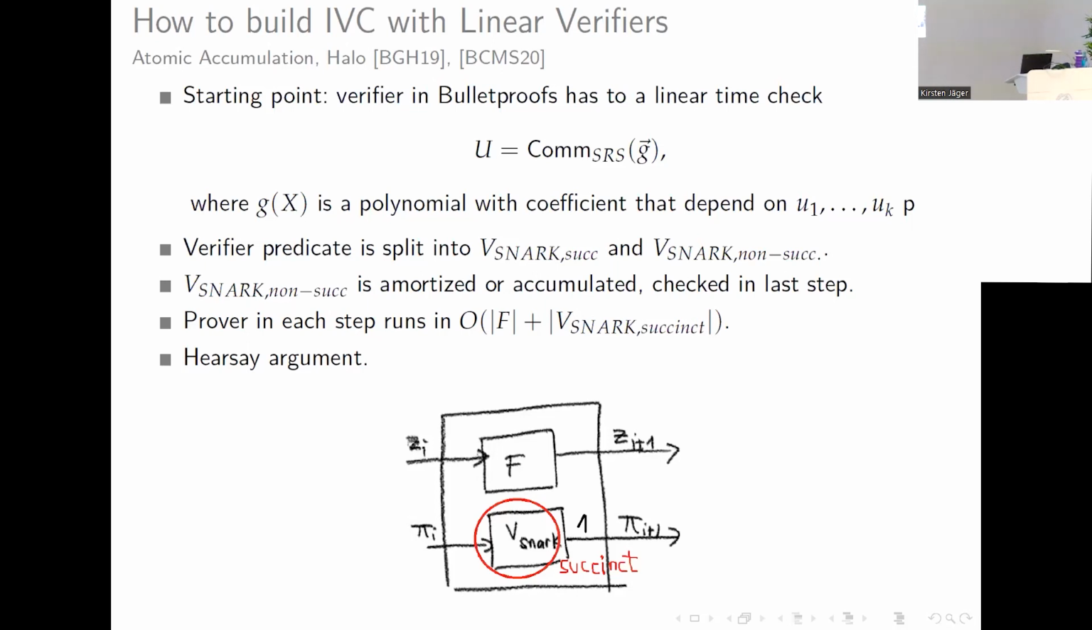The main idea that came here was similar to folding. The idea is: okay, the verifier is linear, the verifier is very big, I cannot fit it inside the circuit. What I will do is split the verifier into one part that is succinct, that I can put inside the circuit and prove in the next step, and one part that is not succinct, and for this part I will do some kind of folding. So I don't prove it, I keep it for later. You're not really doing the check that the verifier needs to do, because that would be too big, but you keep the check for later. That's the idea.